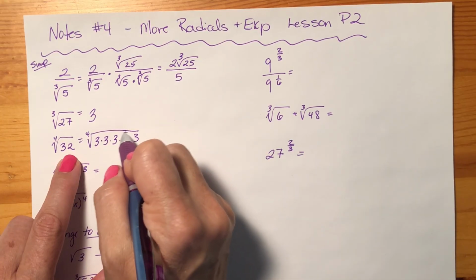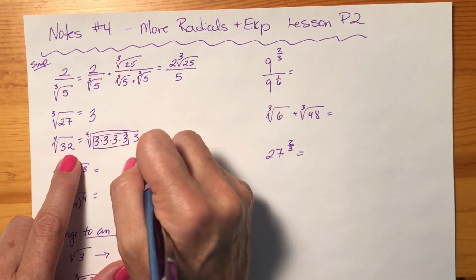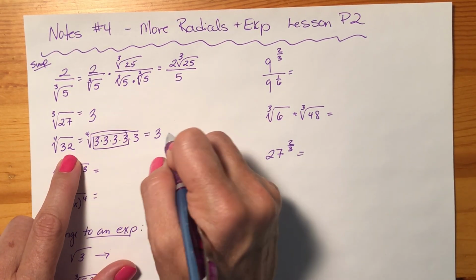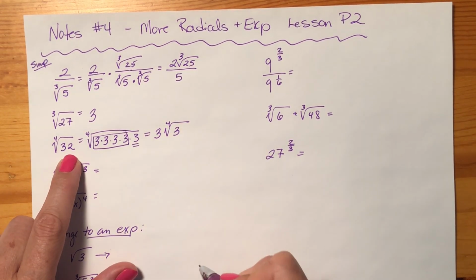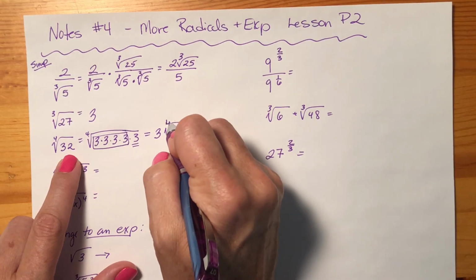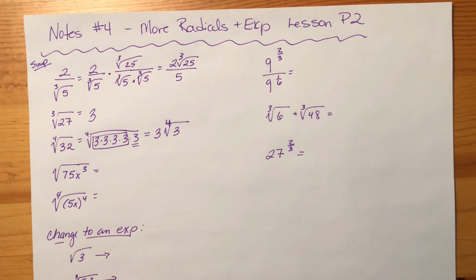I need a set of 4. This set of 4 comes out, right? It comes out, and I've got a 4th root, and this 3 is left underneath, so it stays underneath that radical sign. So my answer is 3 times the 4th root of 3.